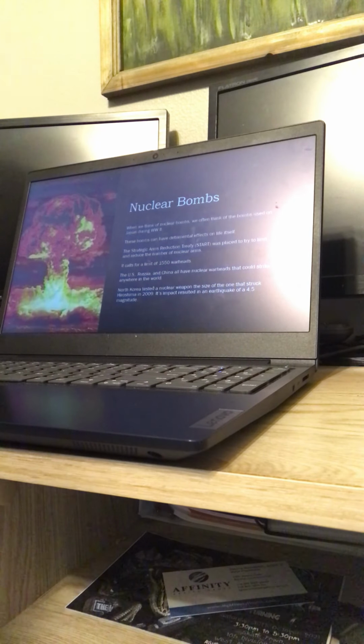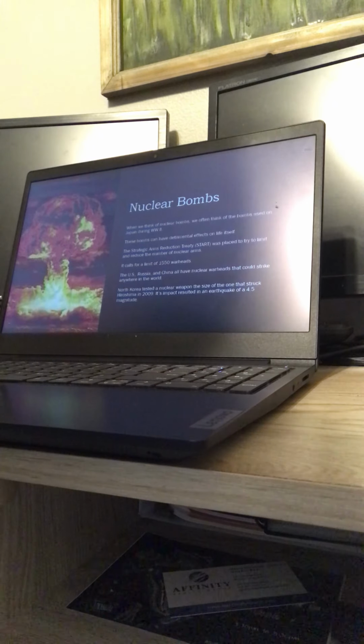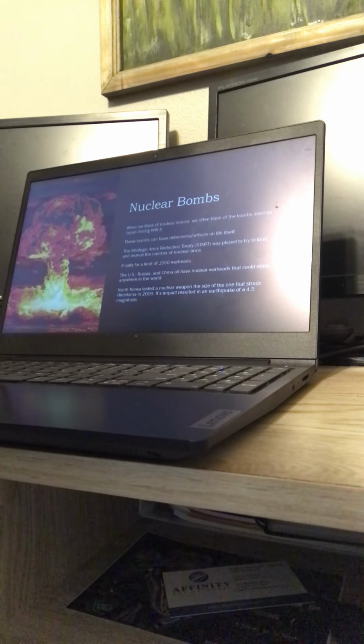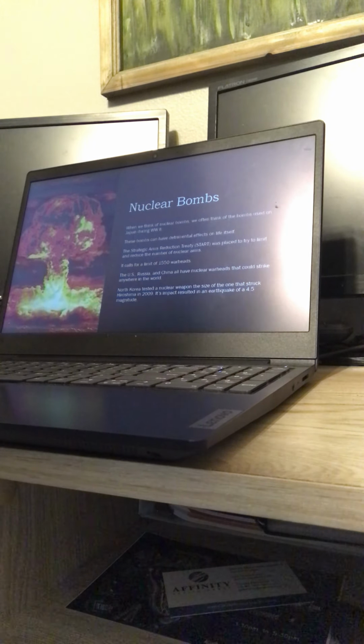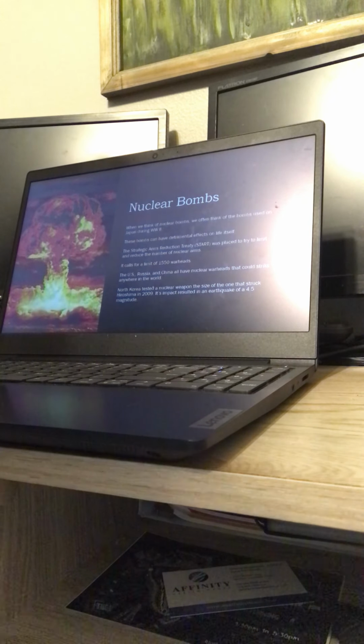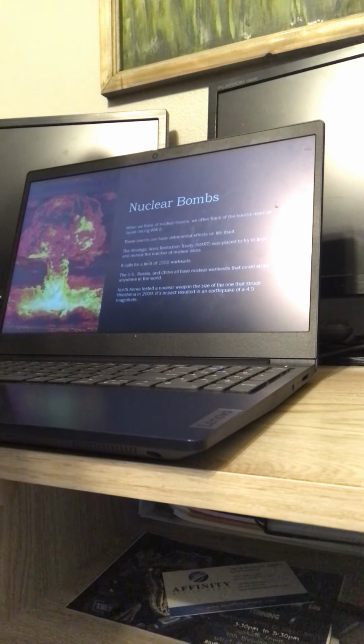It calls for a limit of 1,550 warheads. So far, the U.S., Russia, and China have the most, with warheads that could strike anywhere in the U.S. That is known. However, we also don't know what's unknown. North Korea tested a nuclear weapon in 2009, and it actually resulted in an earthquake with a 1.5 magnitude.